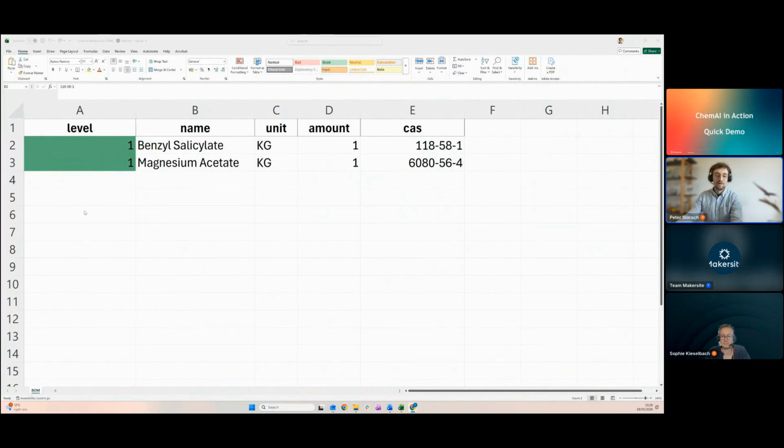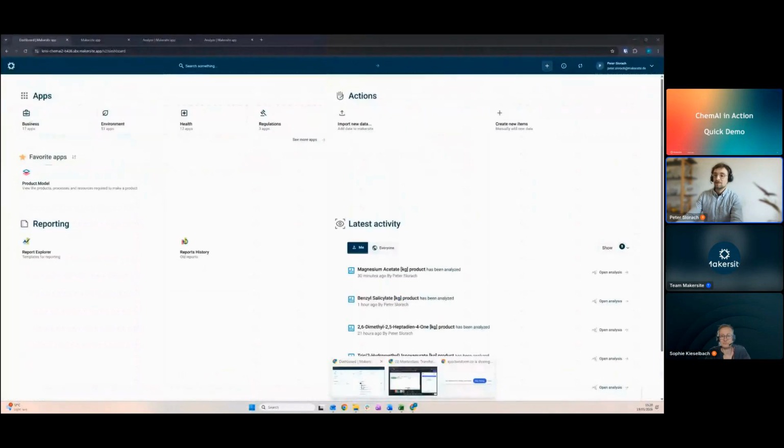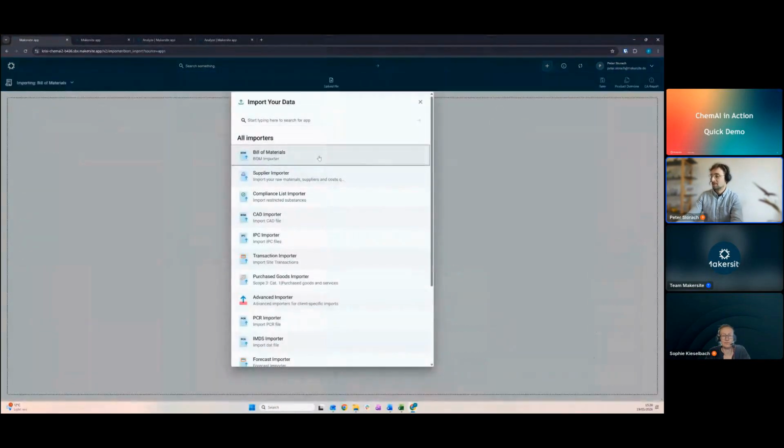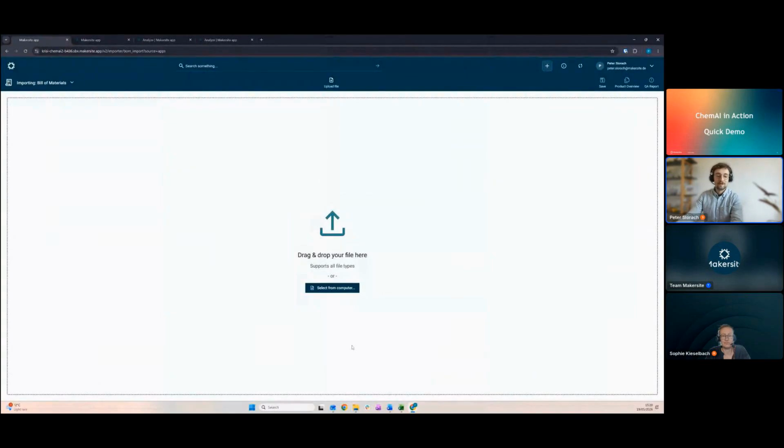So typically, if you were actually working with Makersite, you'd be uploading a list of many hundreds or thousands of chemicals at once. Within Makersite, you come to a dashboard where we can see various apps, and you'd search your whole portfolio of products. But here, we look at importing a bill of materials, and I would simply drop in that Excel spreadsheet. Typically, with our big enterprise customers, we have a direct link to their enterprise software systems, so they wouldn't be doing a manual upload.